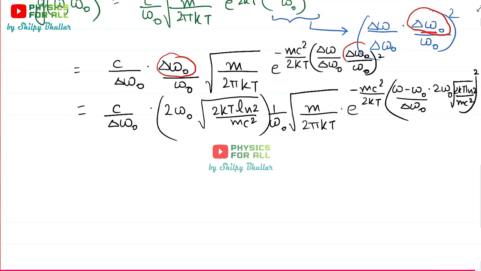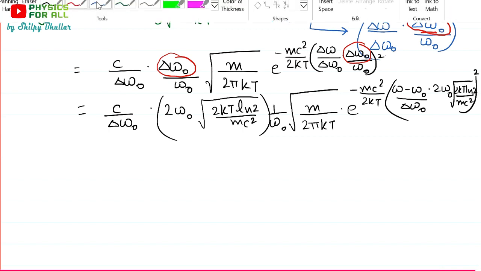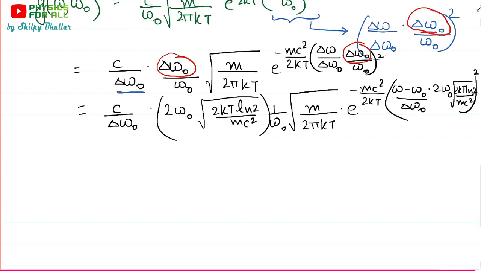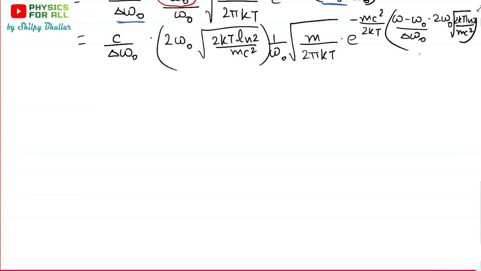That is the easiest step to do, and we will leave the delta omega naught in the denominator as it is. That's why we have not substituted for these two. They will stay as they are. Now let's do some more calculations.